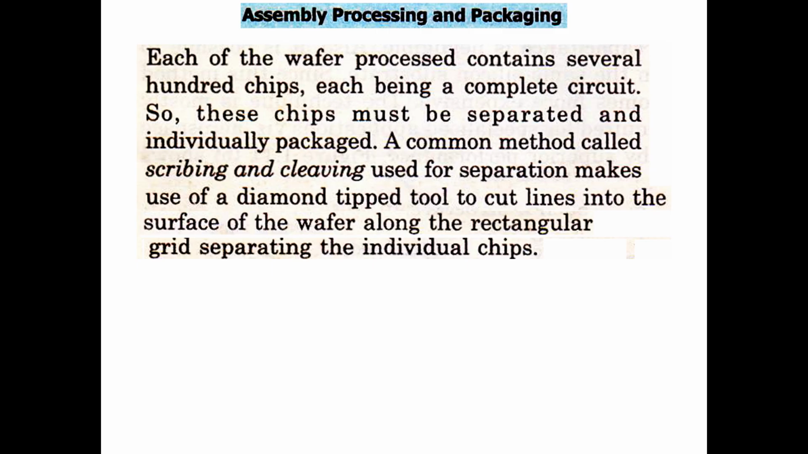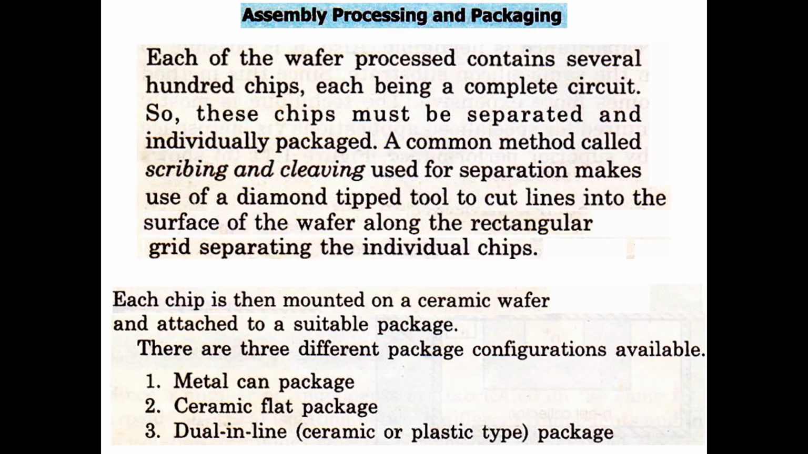Assembly, processing and packaging. Finally, each of the wafers processed contains several hundred chips, each being a complete circuit. So these chips must be separated and individually packaged. A common method for separation, called scribing and cleaving, makes use of a diamond tipped tool to cut lines into the surface of the wafer along the rectangular grid separating the individual chips. Each chip is then mounted on a ceramic wafer and attached to a suitable package.